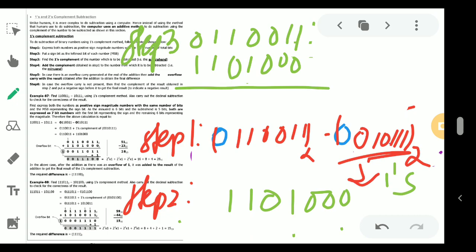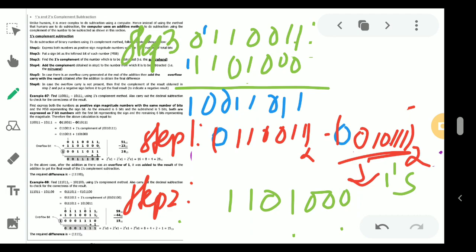Now we need to add these two numbers. If you add these two numbers, 1 plus 0 is 1, 1 plus 0 is 1, 0 plus 0 is 0, and so on, and 1 plus 1 is 0 with carry 1. The carry is 1, and I have brought down this particular carry.